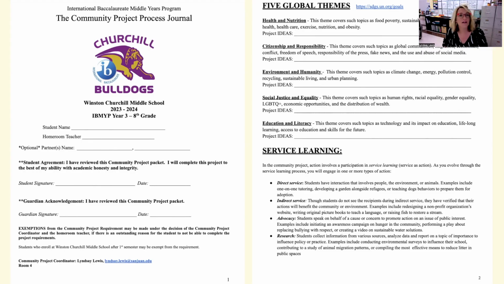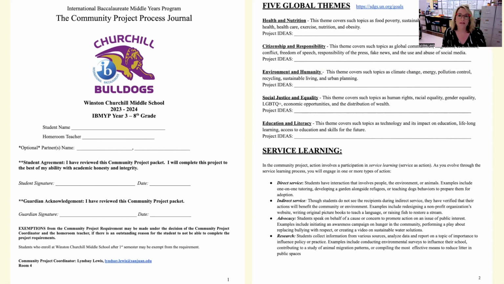All right, so here is a digital copy of our process journal. And again, you will be getting a paper copy of the actual process journal. You will notice that on the front page of the packet, there is a place for you to go ahead and sign that you've reviewed the directions for the project, as well as a guardian signature. The due date will be set up by your community project coordinator, which is your homeroom teacher, and look for that assignment being due in the next week or so.